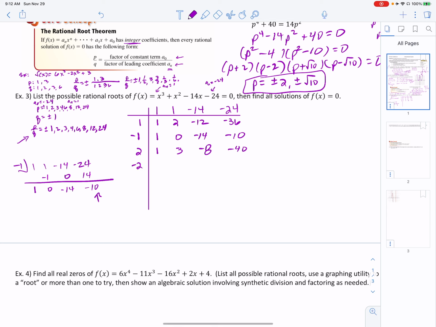Try -2. Bring down the 1 times -2 is -2, and add 1 is a -1. Times -2 is +2, and add is a -12. And -2 times -12 is +24, plus -24 finally is 0. So now you need to write down what this means. This is what you needed to happen, to get to where one of those is 0.